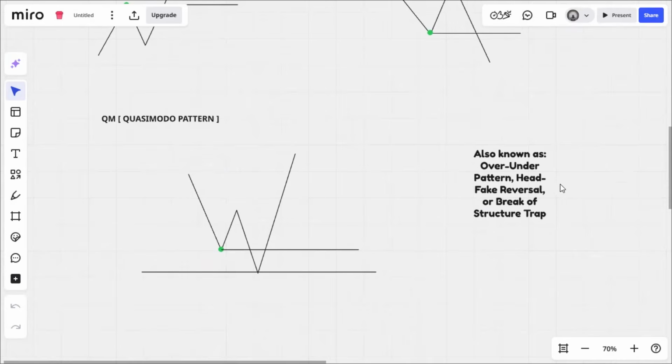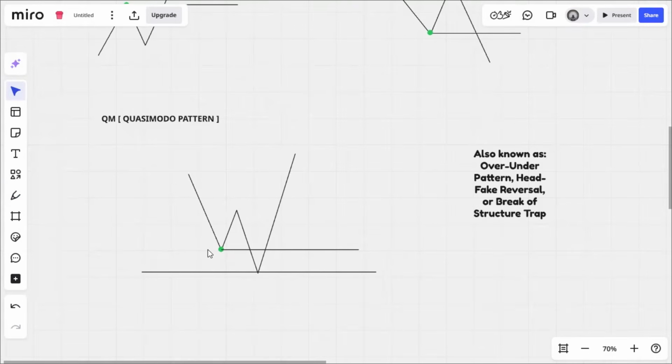Okay, so head and shoulder pattern. This is going to be our left shoulder, and this is going to be our head, and this is going to be our right shoulder. So it's going to be something like this. So this is going to be our QM move. This is our QM move, and this is the basic marker structure of QM.